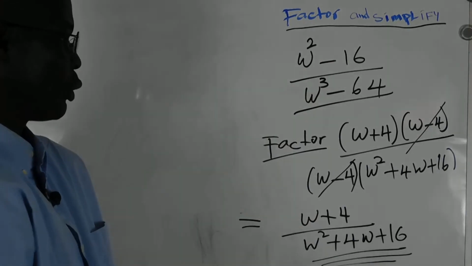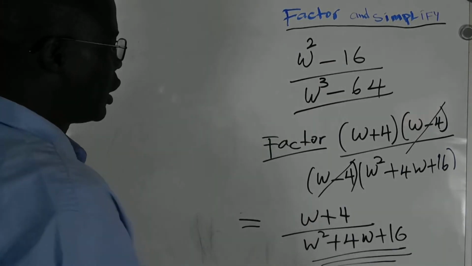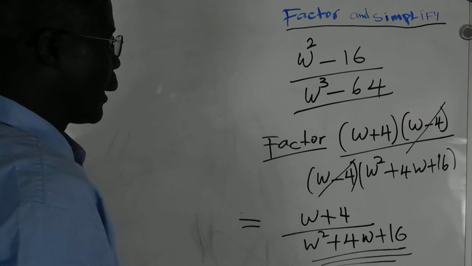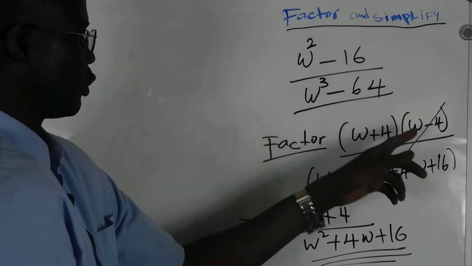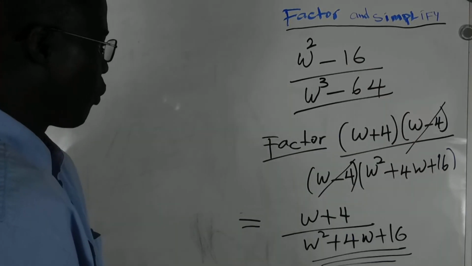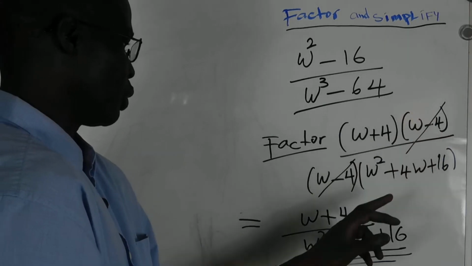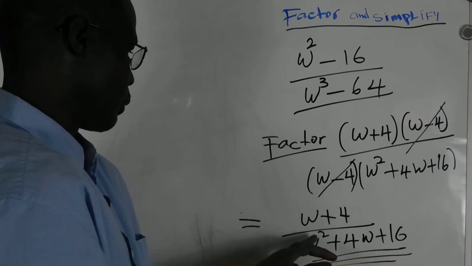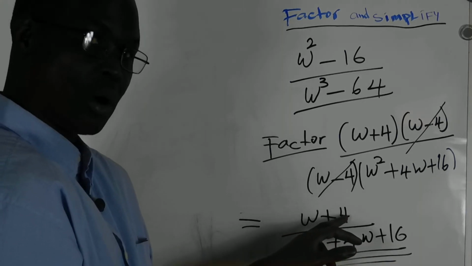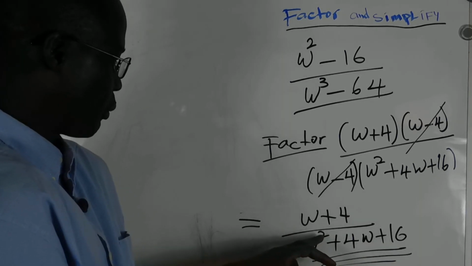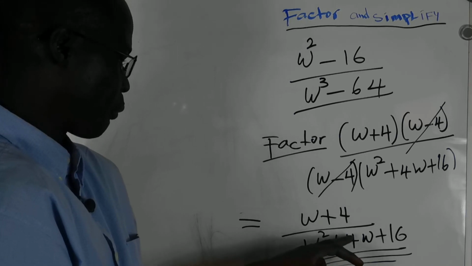Because what we did actually, we factored the w power 2 minus 16, which is equal to w plus 4 times w minus 4, and the one here, we cancel those two. This is what is left over, so the answer should be w plus 4 over w power 2 plus 4w plus 16.